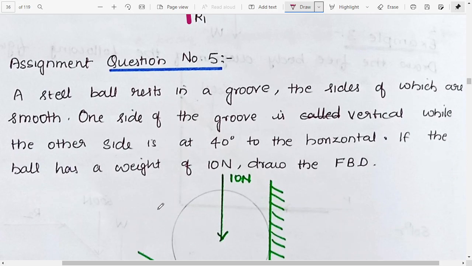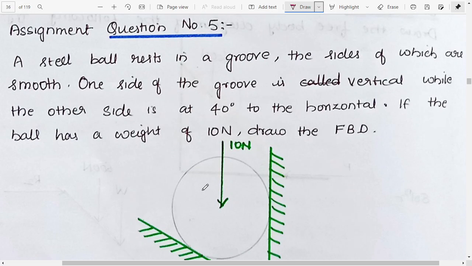So, assignment question 5. Now I'll just end this video here because this video is getting lengthy. There are some more questions like this, and then there will be a tension problem also. So I'll stop here and do the next video in part 2 of this.